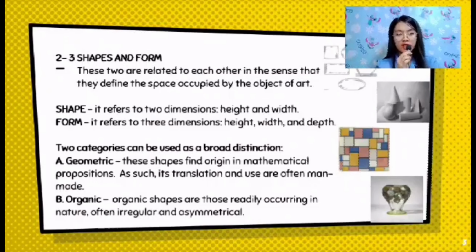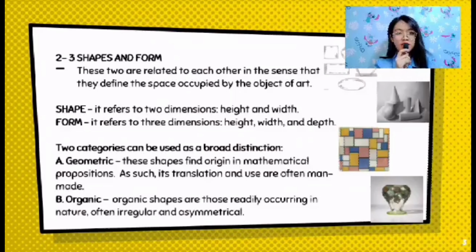Shapes and forms. These two are related to each other in the sense that they define the space occupied by the object of arts. Shape is referred to two dimensions, the height and width. It has distinctions based on what we see and what we know. It has two categories, the geometric and organic.